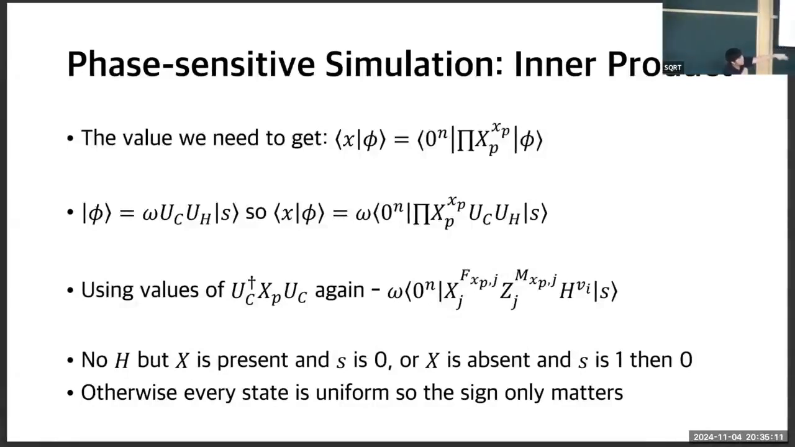And to prevent it, it has to be x and s is 0, or no x and s is 1. So both of these conditions will make the value 0. And if not, it will be uniform through the possible outcomes. So it will make the inner product 0 or 1 over square root of 2 powered by the number of h gates there.